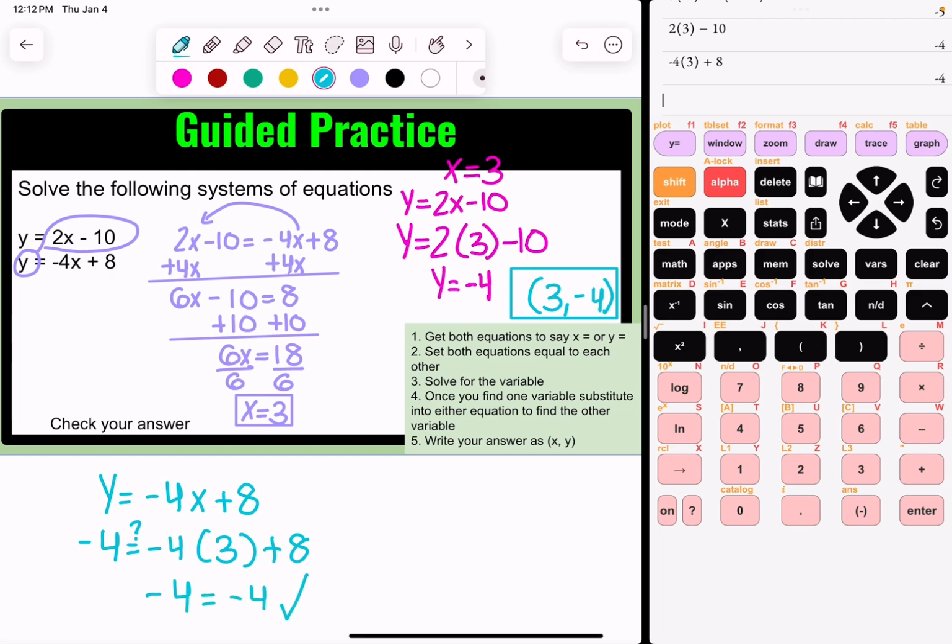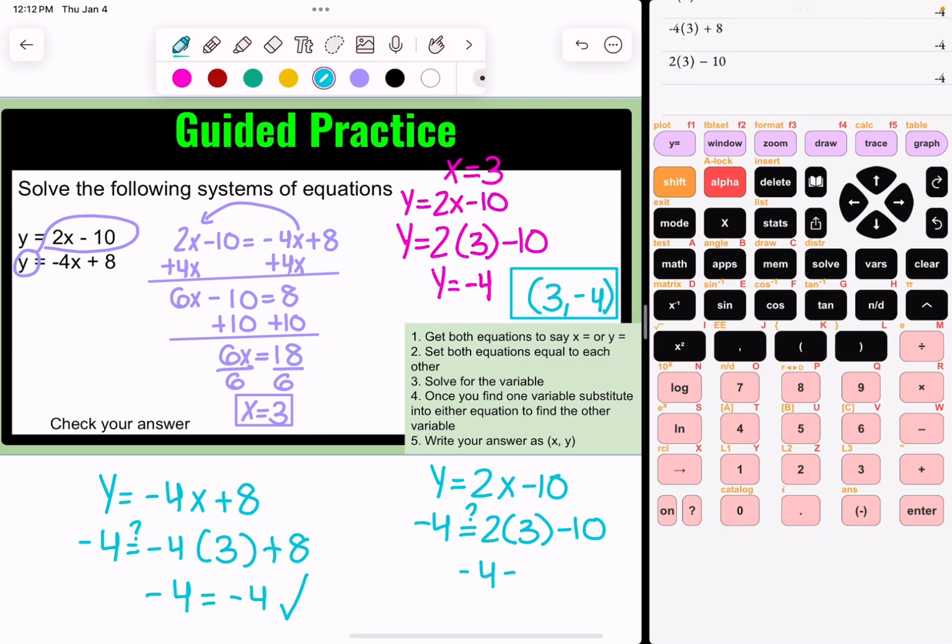You could also be double, triple sure that it's correct by also using the first equation and checking it there. y is -4, hopefully equals 2, x is 3, minus 10. 2 times 3 minus 10 is -4, so we are good. -4 does equal -4, meaning that our answer is definitely 3, -4. All right, good job. Let's look at the next question.